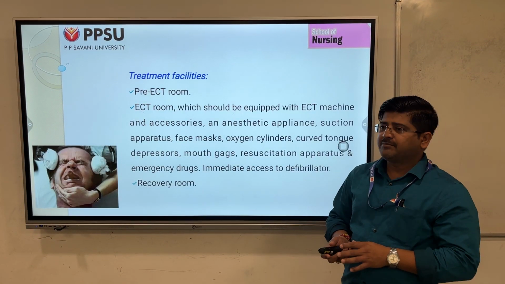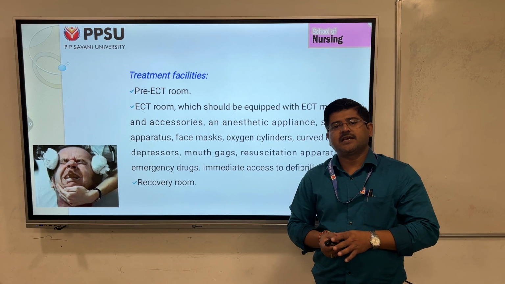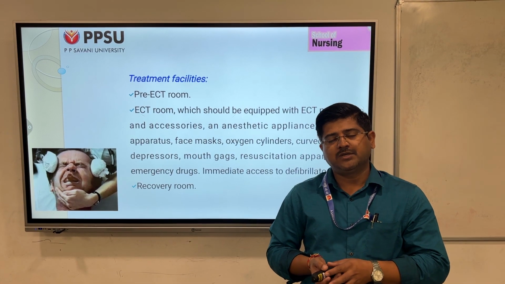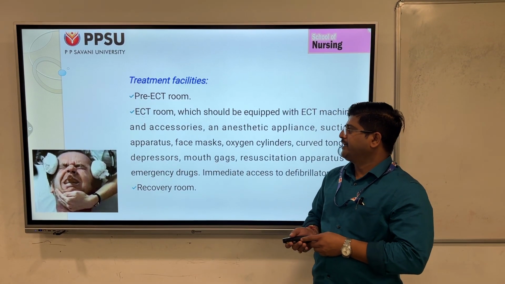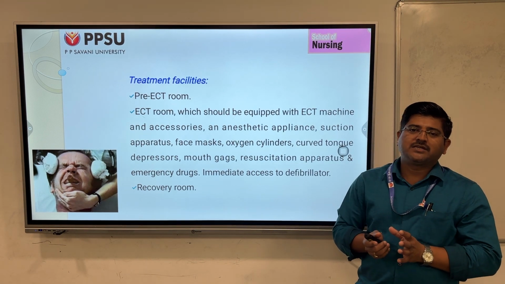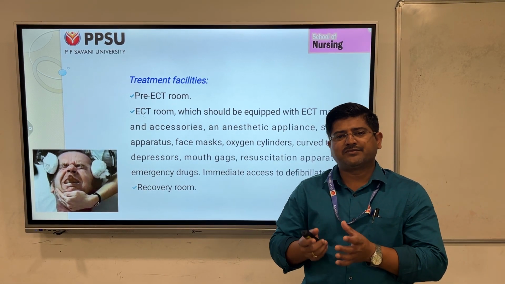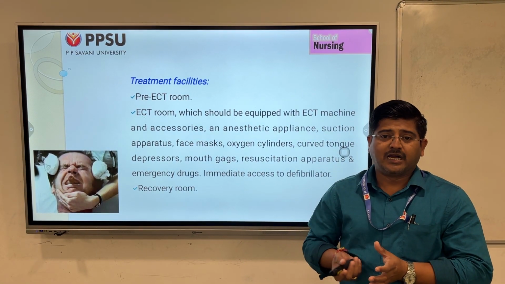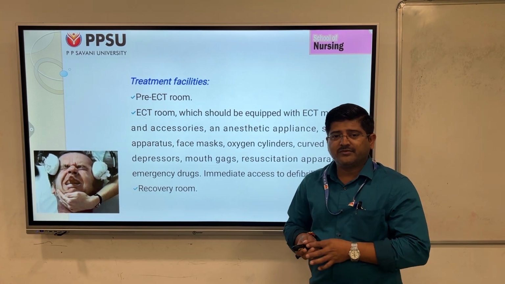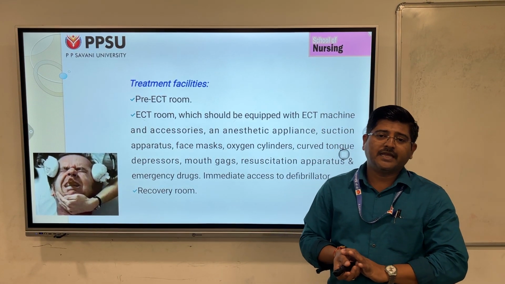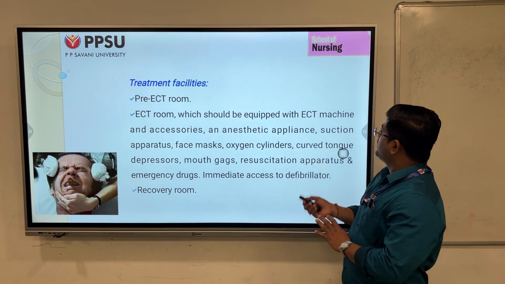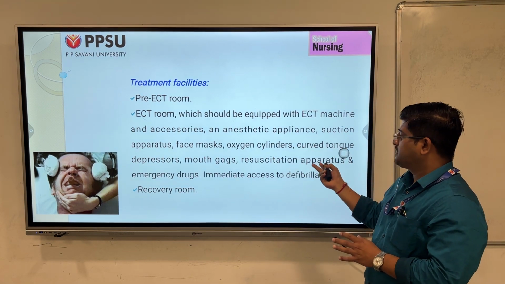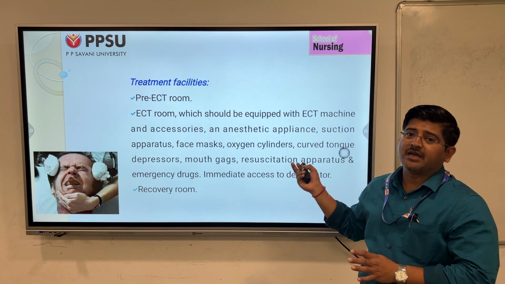And coming to the next, treatment facilities. The treatment facilities in ECT are mainly classified into the pre-ECT room, ECT room, and post-ECT room. The post-ECT room is also called the recovery room. The pre-ECT room is where the patient is prepared for receiving the ECT. Here certain responsibilities are carried out, like preparation of the patient and preparation for the administration of certain drugs. And the ECT room is the most important, where we have to focus: the ECT room should be equipped with the ECT machine and accessories, some anesthetic appliances, face masks, oxygen cylinder, mouth depressors, along with some emergency drugs.